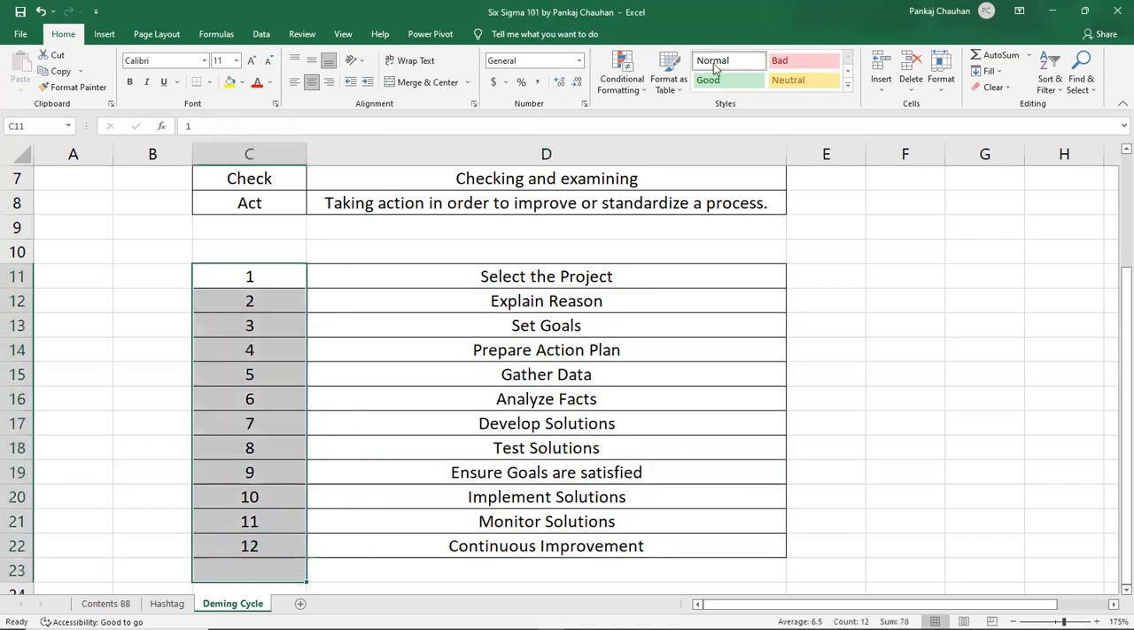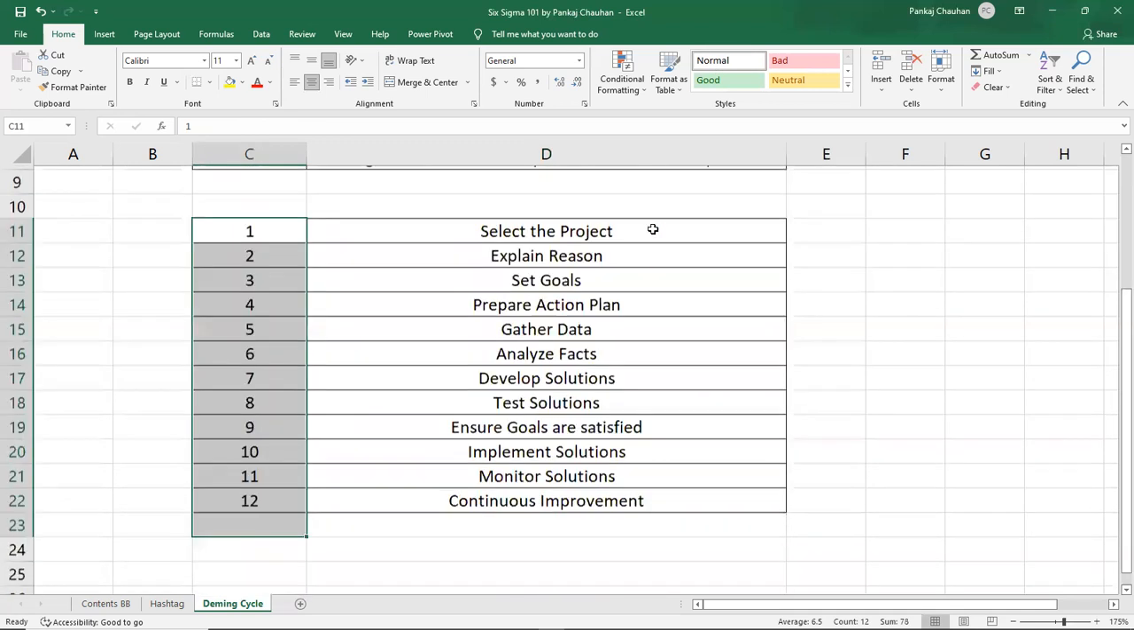So that's about the Deming cycle or continuous improvement cycle, also called the Kaizen cycle.